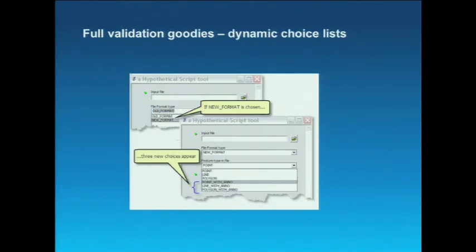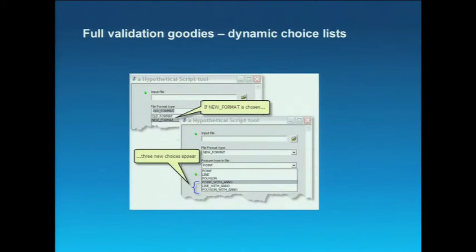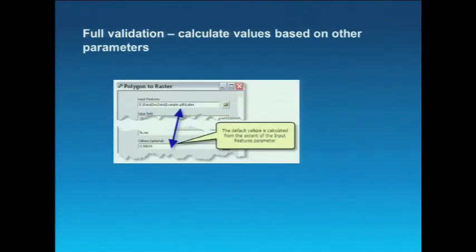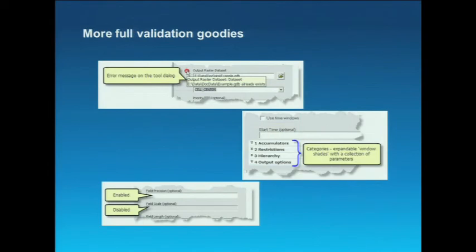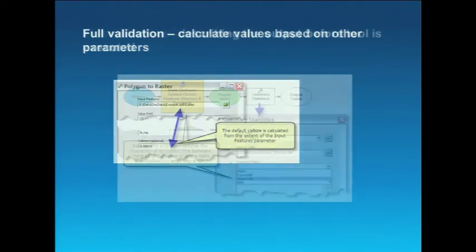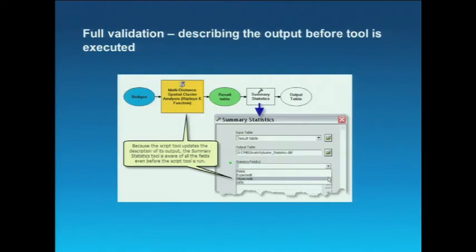Then there's full validation, which is something you have control over, which is these goodies like a dynamic choice list, where if they choose something here, like new layer, another drop-down list gets populated with more values. You can give custom error messages. You can enable and disable parameters, as shown at the bottom. You can put things in categories. You can provide default values for parameters. And then this big idea of describing the output before the tool is executed.